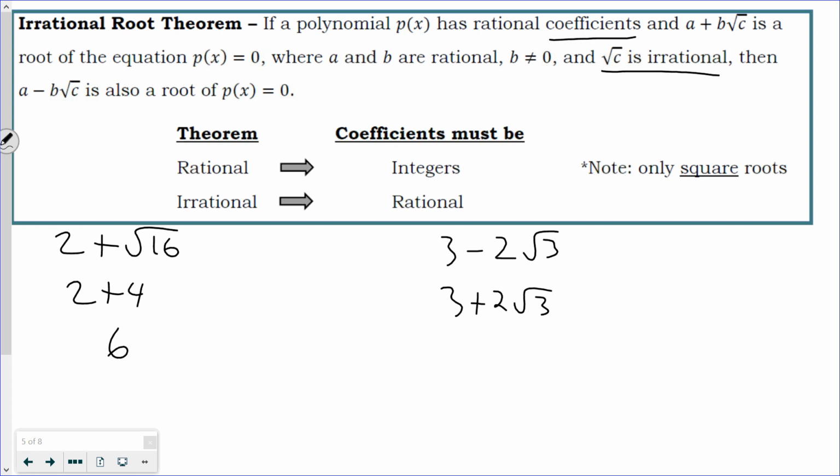Any questions about that? All right, and also it only works with square roots. Do not give pairs to cubics. That's not going to work.